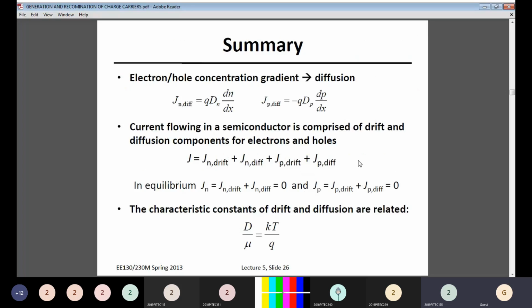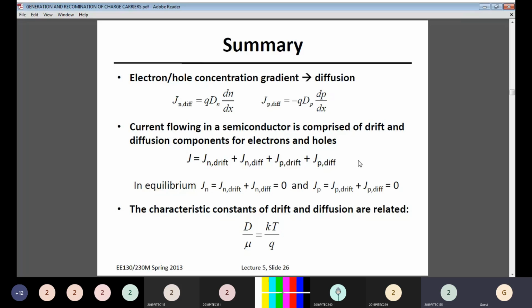Now, coming to the summary. So far, we have seen the electron-hole concentration gradient diffusion process. So, Jn diffusion for n-type material is equal to q Dn dn/dx, and Jp diffusion is equal to minus q Dp dp/dx. Next, we have seen the current flowing in a semiconductor is comprised of drift and diffusion components for both the electrons and holes. J is equal to Jn drift plus Jn diffusion plus Jp drift plus Jp diffusion. In the equilibrium state, Jn is equal to Jn drift plus Jn diffusion equal to 0, and Jp is equal to Jp drift plus Jp diffusion equal to 0.